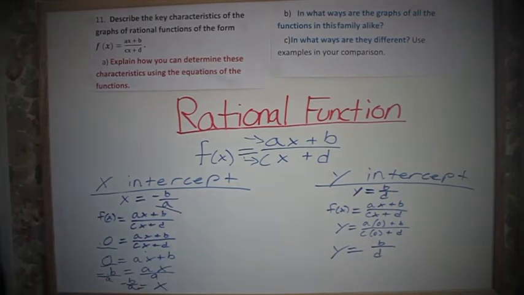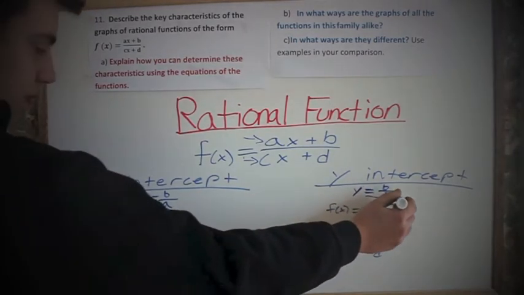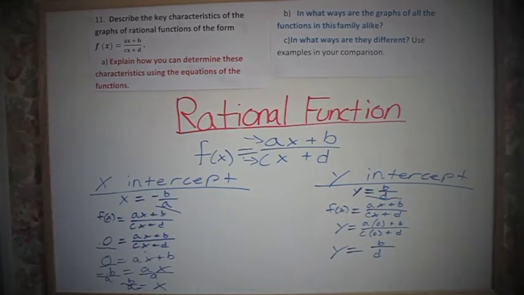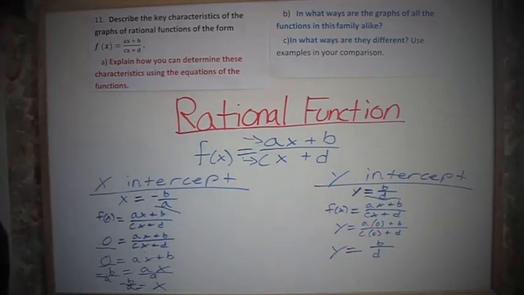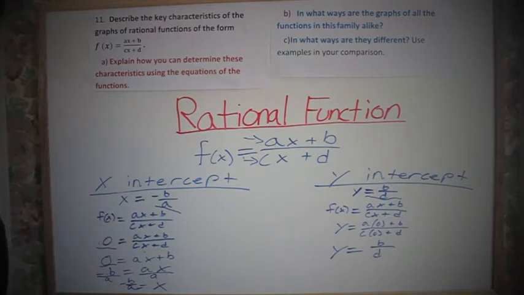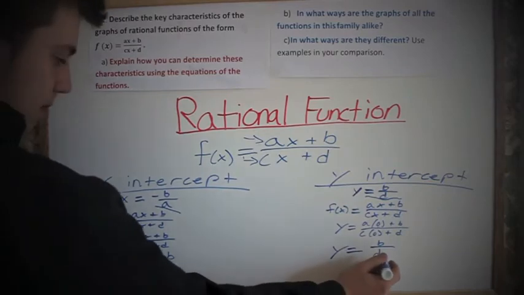For our y-intercept, we can determine the value b divided by d. We know this because our x value is always 0 at the y-intercept, so we plug in 0 for x. a multiplied by 0 is 0, c multiplied by 0 is 0, so we're left with b divided by d.